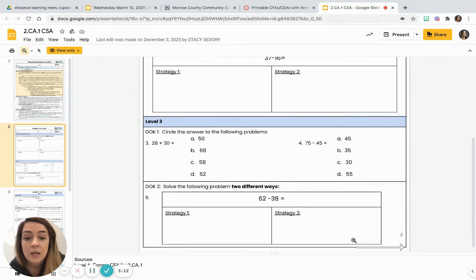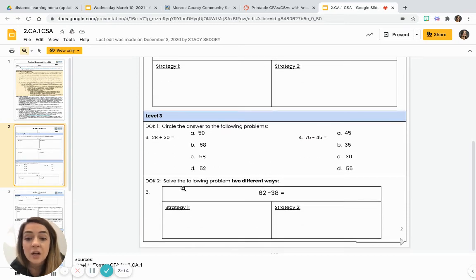All right. Then down here, it says solve the following problem 2 different ways. This problem says 62 minus 38. So just like up top, you're going to choose 2 of the 3 subtraction strategies that we've talked about and learned. And you're going to show me one way to solve 62 minus 38 here and one way to solve 62 minus 38 here. 2 different ways.